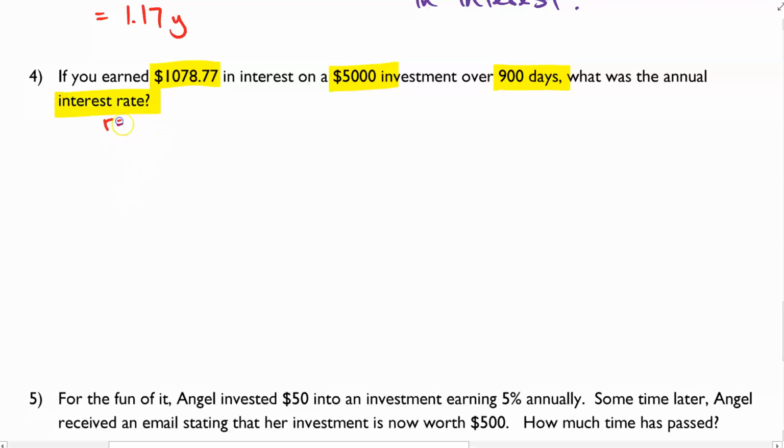Okay, I'm trying to find that. You earned $1,078.77. Well, that is I, capital I, in interest on a $5,000 investment, that's your P, and invested over 900 days, this is T. All right, let's see you start off with the formula, okay? And that formula is I is equal to PRT.